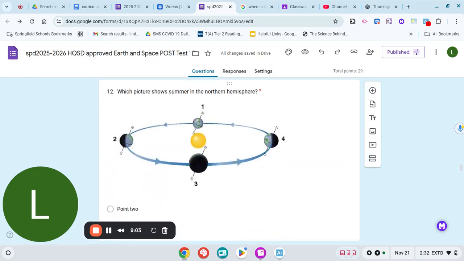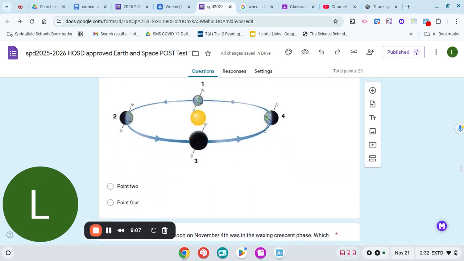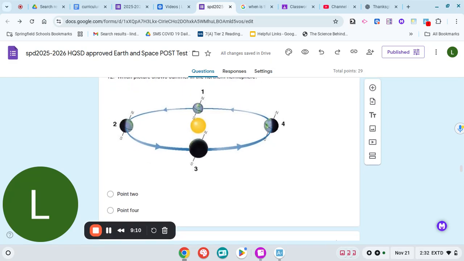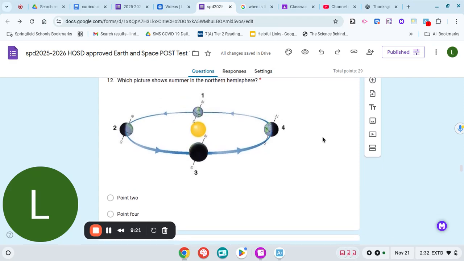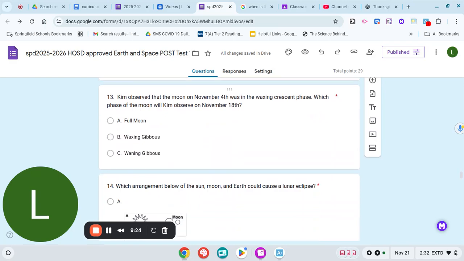Number 12. Which picture shows summer in the northern hemisphere? Which picture shows summer in the northern hemisphere? Is it number 2 or is it number 4? Number 2 or number 4, summer in the northern hemisphere.